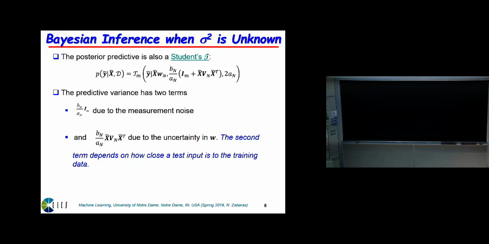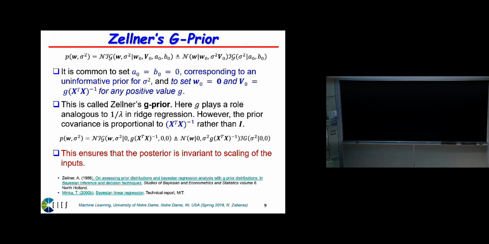M is the number of points for which you want to compute the response. 2a_n is the degrees of freedom of the student t distribution, and this is the mean, and this is short of the variance. I say short of the variance, it's not exactly the variance of the student t distribution. V_n and W_n, remember, they were coming from the posterior of W that we computed in the early slides.